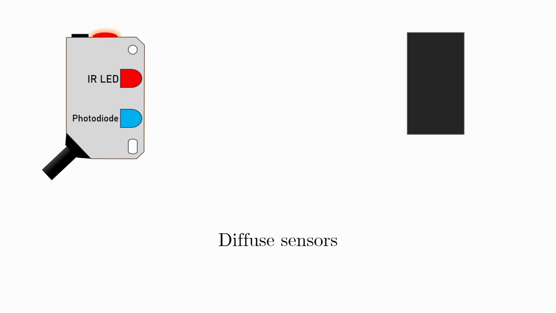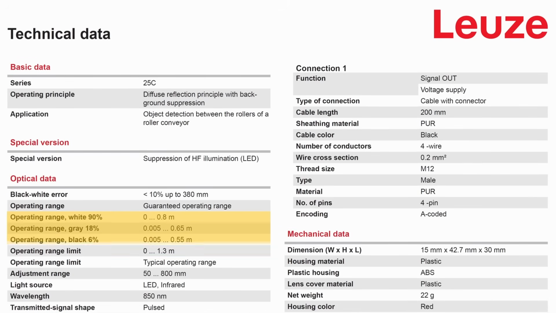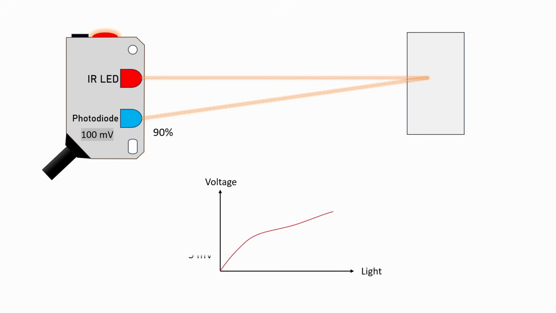If the target is black, almost all light is absorbed, the reflected light is very low and the output might be just 5 or 6 millivolts. You can even see this effect in sensor datasheets, where they mention how the color or brightness of the target affects the sensing distance. So internally, the signal is not a clean on or off. It's a variable analog signal that continuously changes depending on how much light is received.